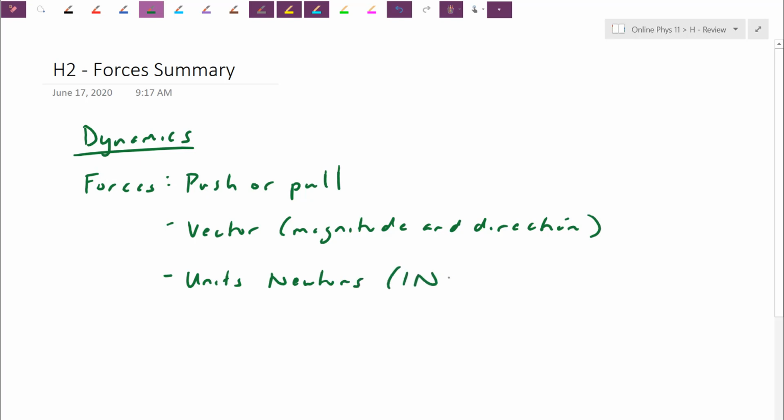1 Newton is going to be equivalent to about, like, let's say an average size apple. If you lift up the apple, that's about the force for 1 Newton. Newton is actually a derived unit. It actually comes from 1 kilogram meter per second squared.